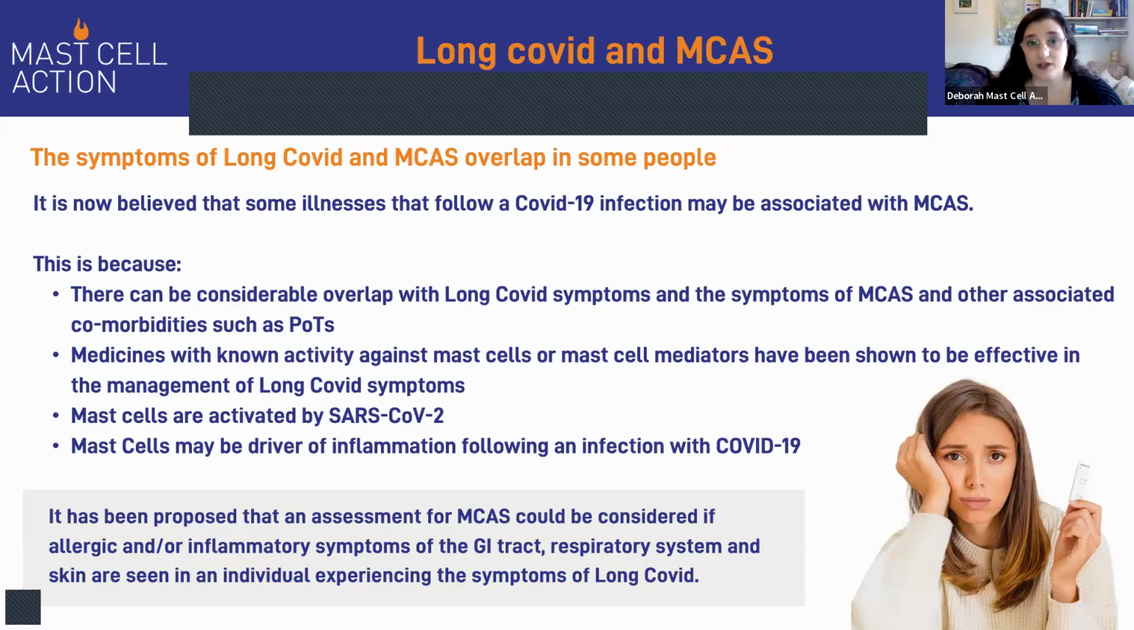We know that mast cells are definitely activated by the SARS-CoV-2 virus. That is part of its natural instinct to want to react to viral infections. And research is suggesting that mast cells might be part of the picture in what's driving this ongoing inflammation that people sometimes experience after they've had COVID-19. So the research now is suggesting that if people have ongoing gut issues, respiratory issues, and skin issues that are allergic or inflammatory in nature after they've had COVID, then doctors should be assessing them as to whether treatment for MCAS might actually help them.